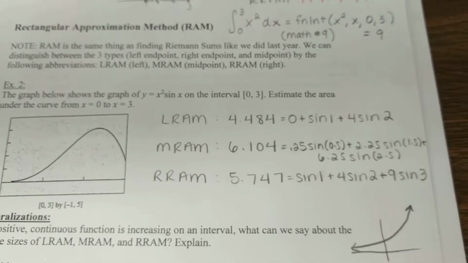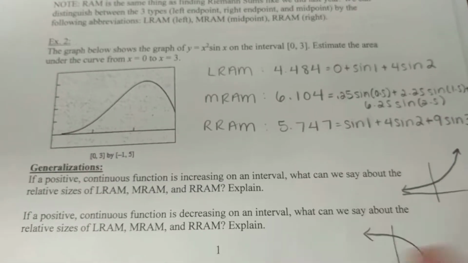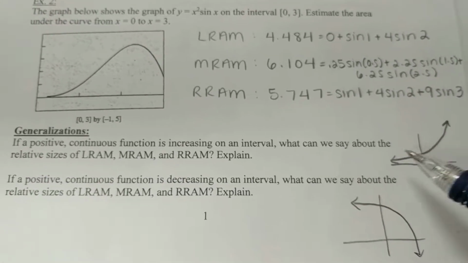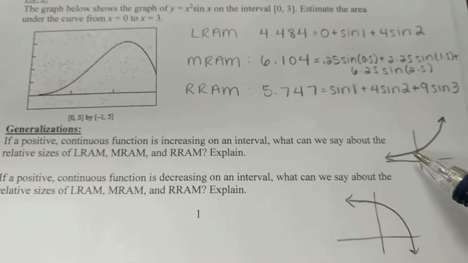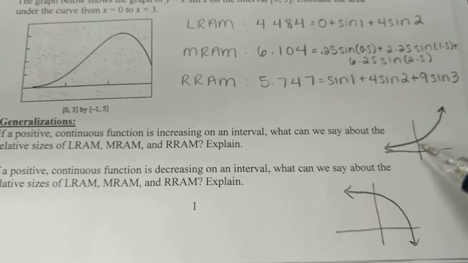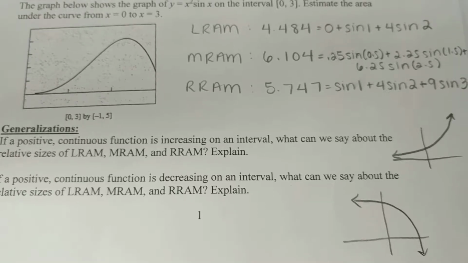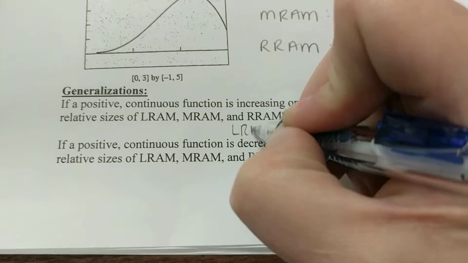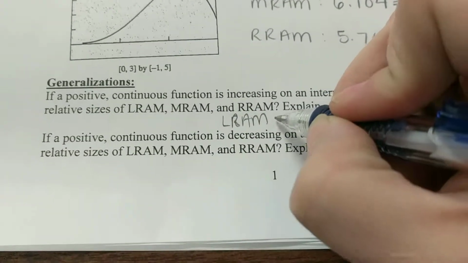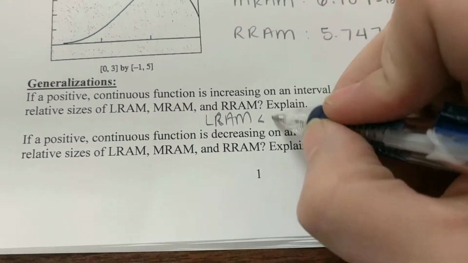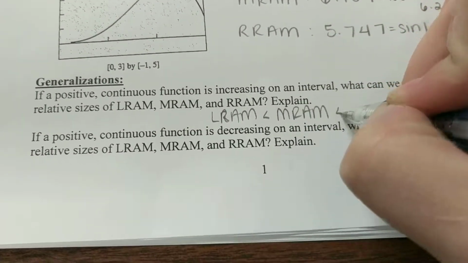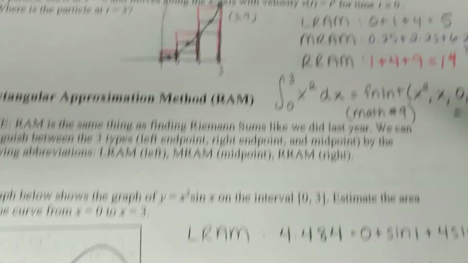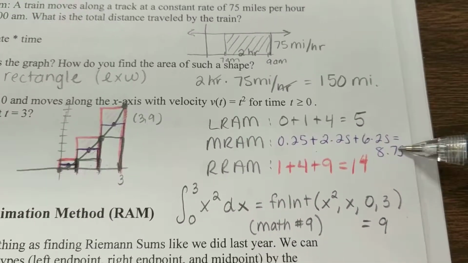Last but not least, the generalizations in here. The first one says if we have a positive continuous function that's increasing on an interval, what can we say about the sizes of LRAM, MRAM, and RRAM? So here's a picture of what's happening. If we have an increasing function that's positive and continuous, in this instance, we would be able to say that LRAM is smallest, MRAM is next smallest, and then RRAM is the biggest. And that would match up with what we talked about up here with x squared, small, medium, big.